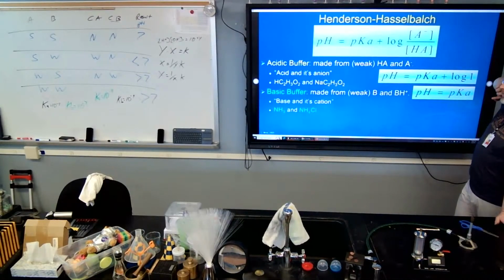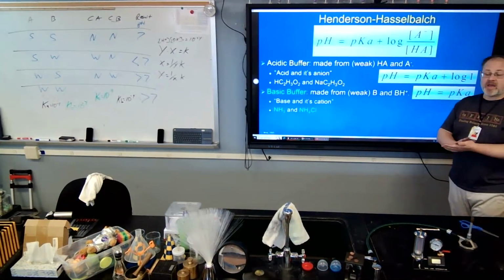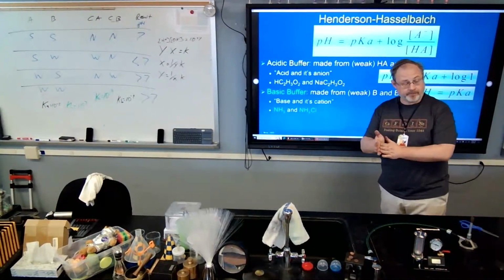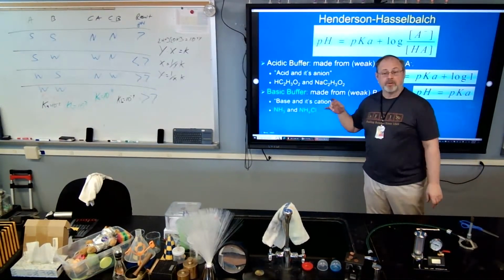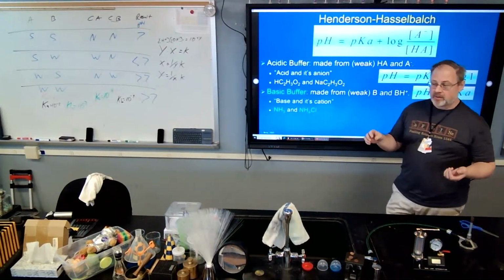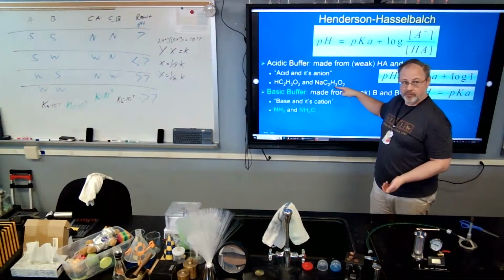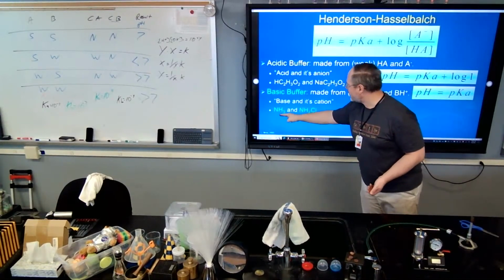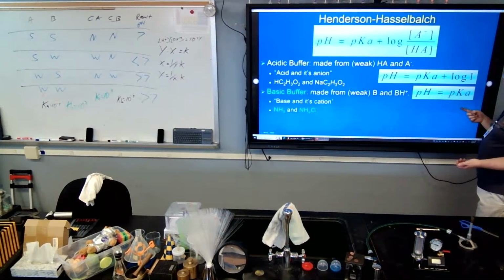Basic buffer. Hey, you can do the Henderson-Hasselbalch for bases also. A basic buffer is what you would make if you had a base and its conjugate acid. To make a buffer, the phrase that the AP wants to use is acid with its conjugate base. To make a basic buffer, base with its conjugate acid. We're going to do this next week. Two of the labs are next week and one of the labs after spring break.